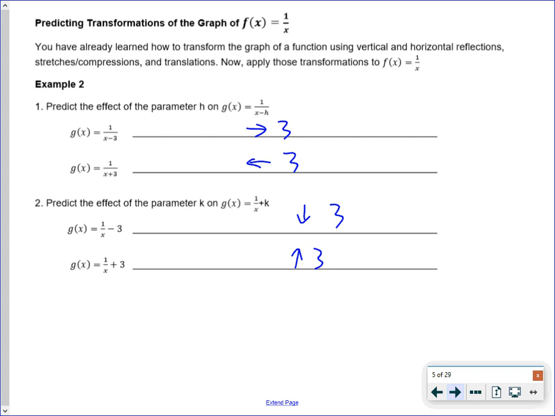So number 1, we have 1 over x minus 3. That tells me my h value is 3, so it's a shift to the right by 3. 1 over x plus 3 is a horizontal shift to the left by 3 because h is negative 3. For number 2, we have 1 over x minus 3. Our k value is negative 3, so we're going down by 3. And 1 over x plus 3, k value is 3, so we're shifting up by 3.